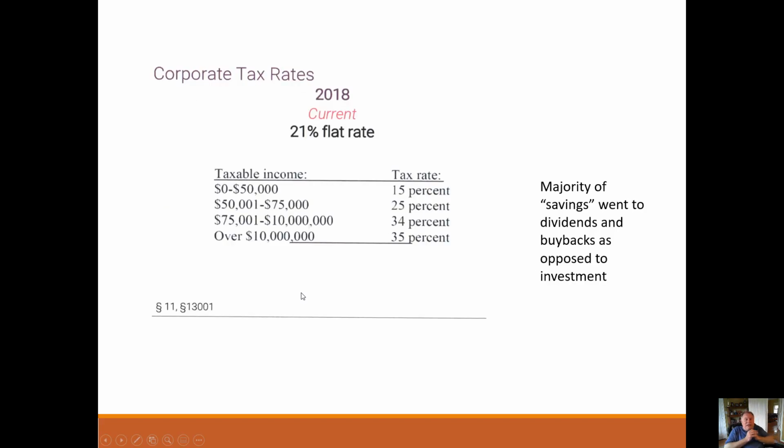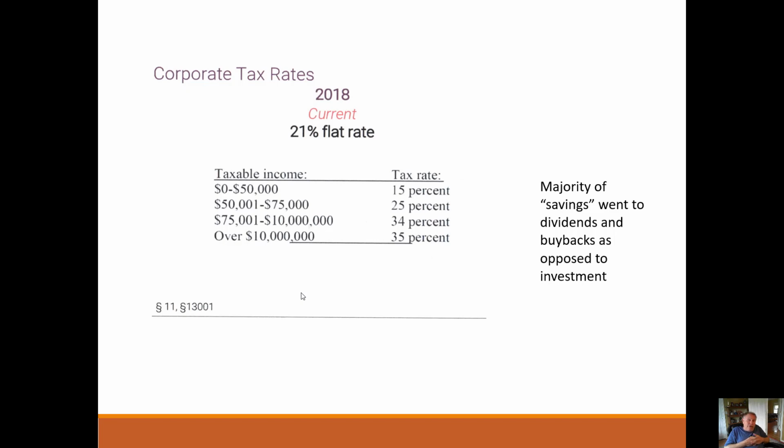Now, one of the things that happened is that the current tax rate for corporations is now a flat rate of 21%. So you had 15% if you made under 50, so your rate went up. Everybody else went down substantially. You could see the corporations that earned over 10 million went from 35 to 21%. So that's a 14% savings.